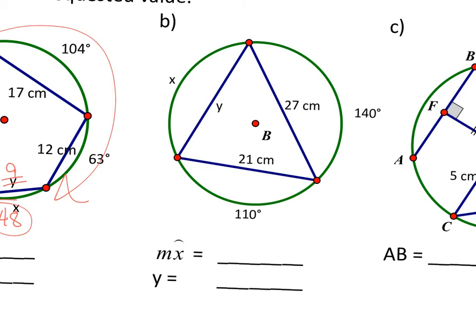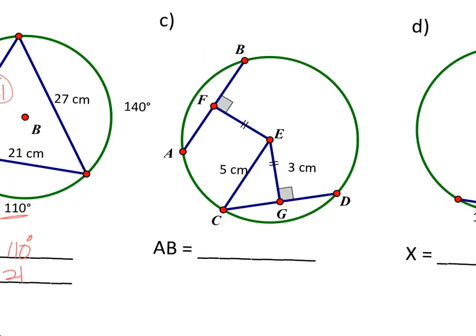In this problem, finding the missing arc to add up to 360, then that's 110. So that 110 and that 110 says that y has to be 21. So y is 21 centimeters and x is 110 degrees.